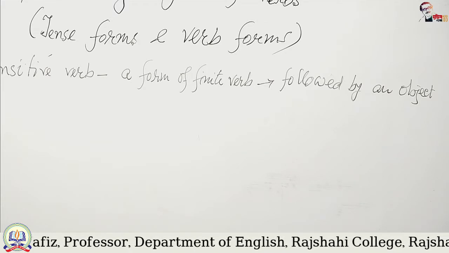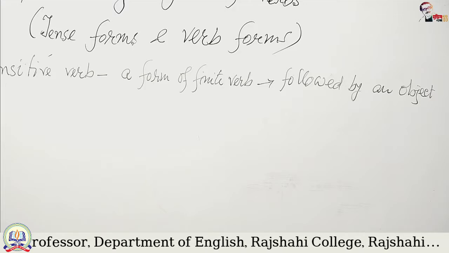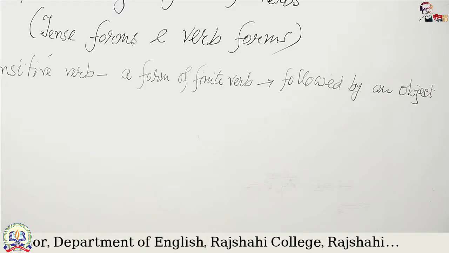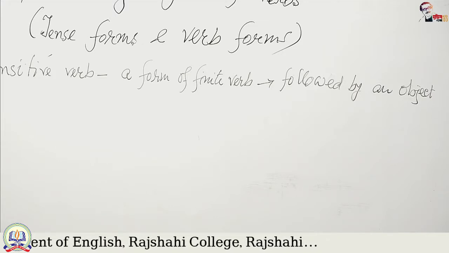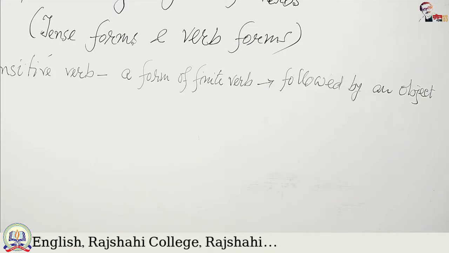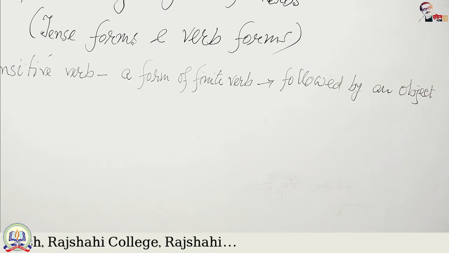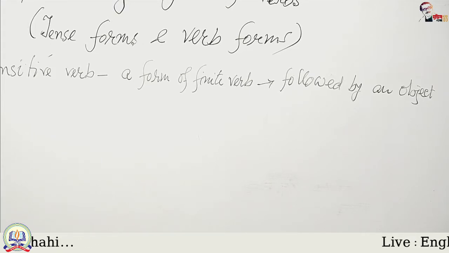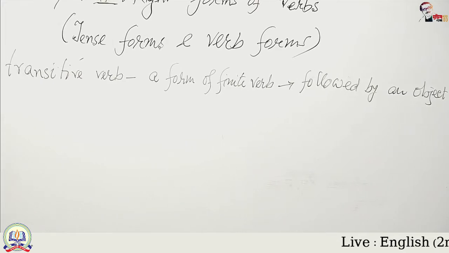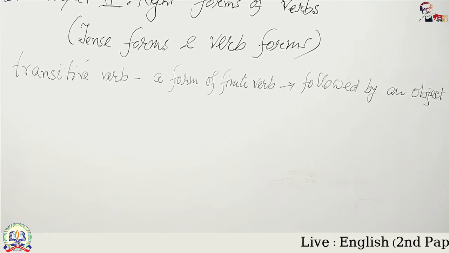What the finite verb does. Thus, an object is a noun and only transitive verbs have objects. Transitive verb, you know, is a form of finite verbs. The other two forms of finite verbs are intransitive verbs and linking verbs.